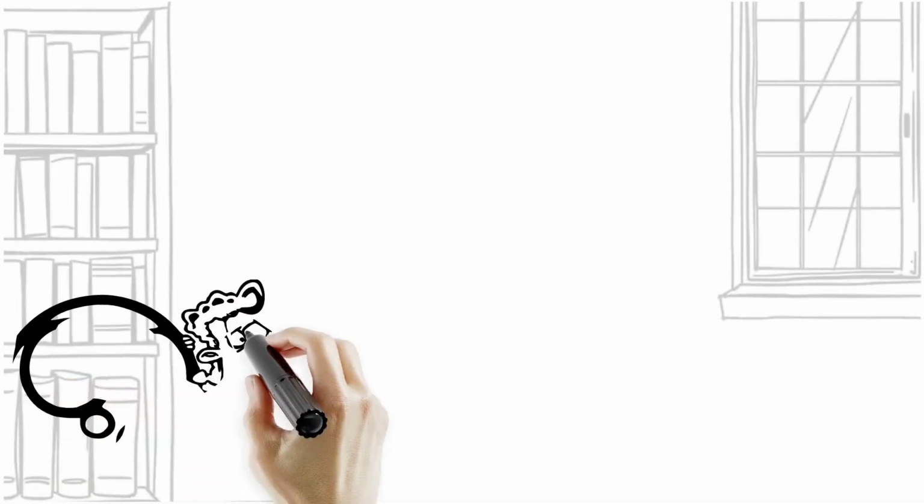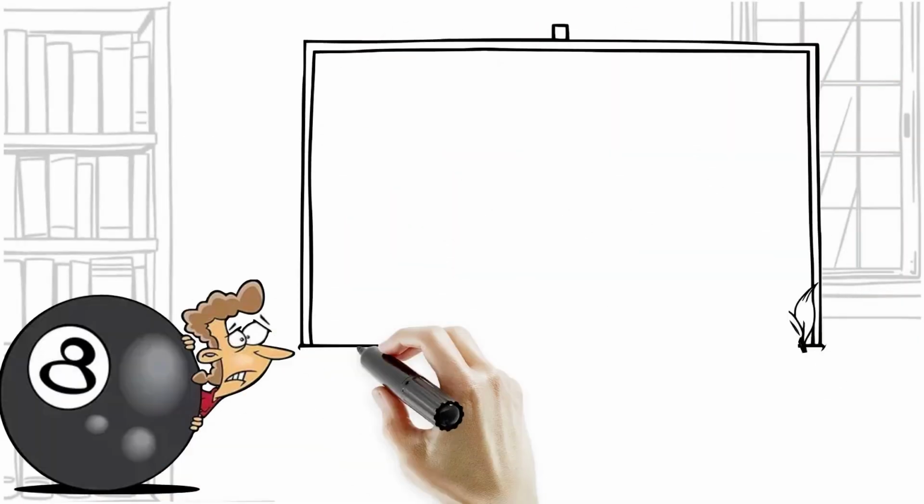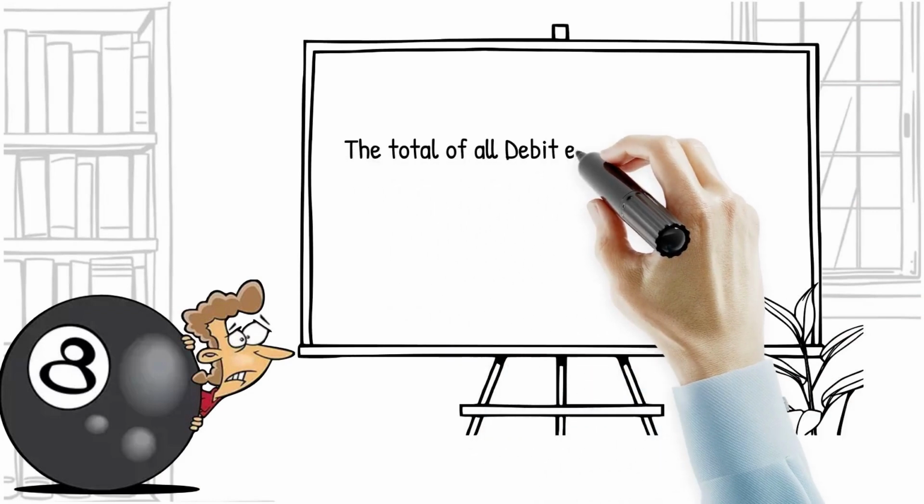The total of all debit entries in a journal must equal the total of all credit entries. True.